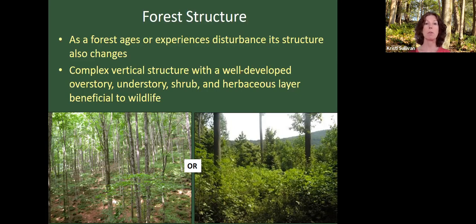And a complex vertical structure has a well-developed overstory, understory, shrub, and herbaceous layer, and that's really beneficial to wildlife, and especially to birds. Birds tend to divide habitat vertically depending on the species. So for example, you may have a scarlet tanager that nests and spends a lot of time in the forest canopy, or you might have something like a black-capped chickadee that spends more time in the understory or the mid-canopy. And you may have something like an ovenbird that is a forest floor species, or spends most of its time on the ground or in the understory.